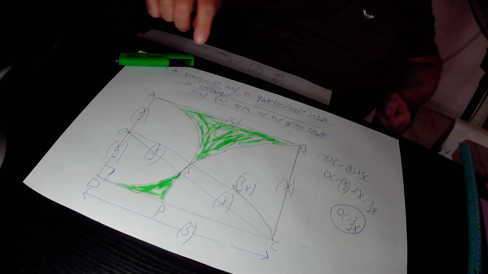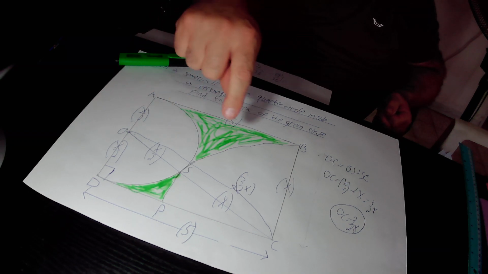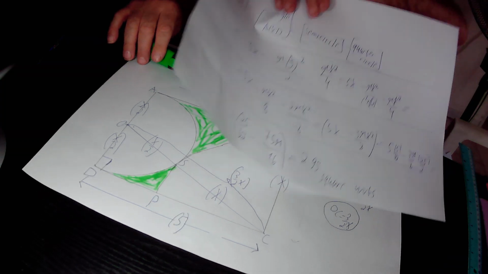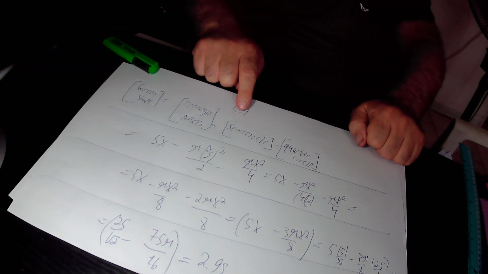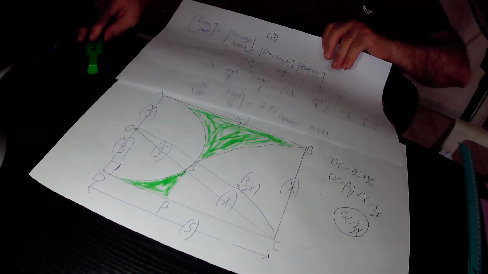That the area of this green shape equals the area of rectangle ABCD minus the area of this semicircle minus the area of this quarter circle. Repeat again, the area of the green shape equals the area of rectangle ABCD minus the area of the semicircle minus the area of the quarter circle. What is the area of rectangle ABCD?